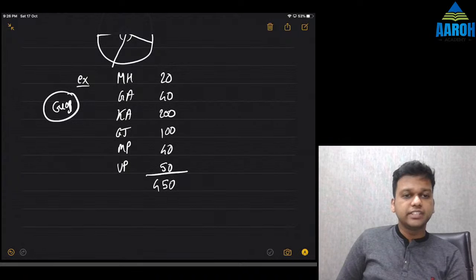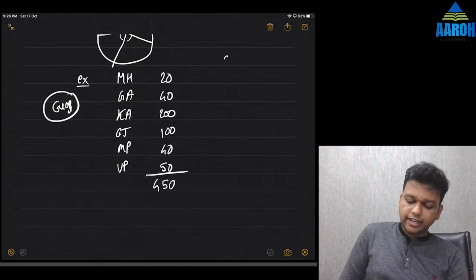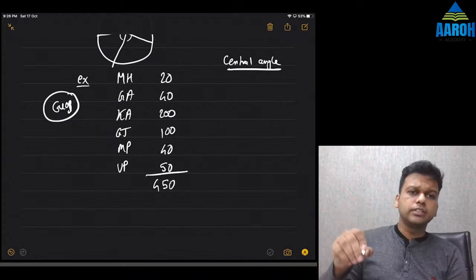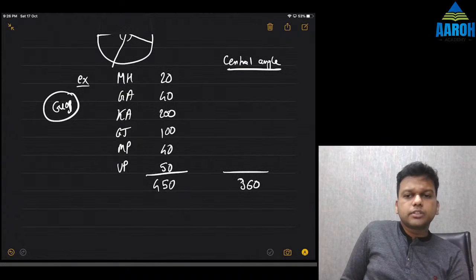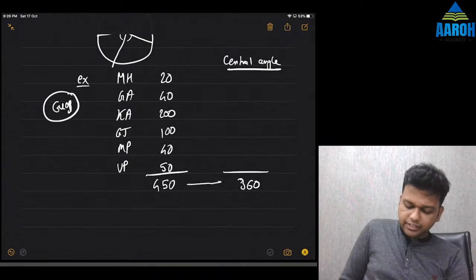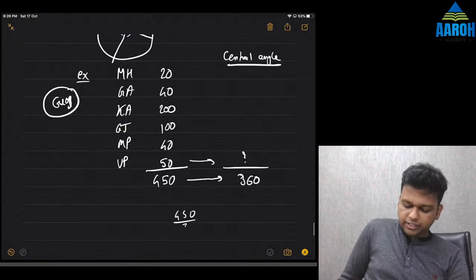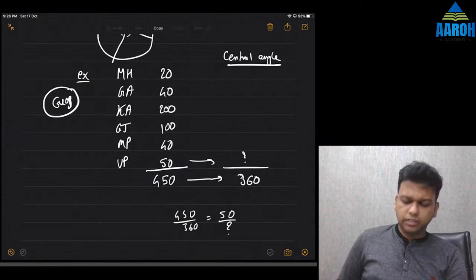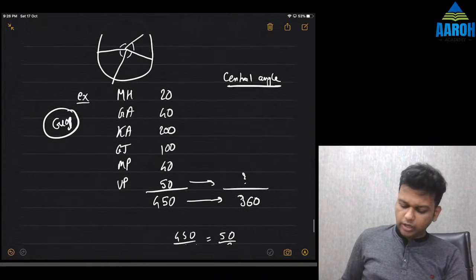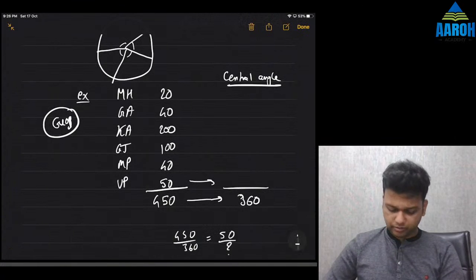450 total है शायद. 450 is the total. Now if we want to plot this in a pie chart, we have to find a central angle. The central angle is 360, we know, right? So just cross multiply. If 450 is 360, 50 is how much? Just like a ratio. For 450 we have 360, so for 50, how much? Find the ratio for all. Find central angles. That will be how much?